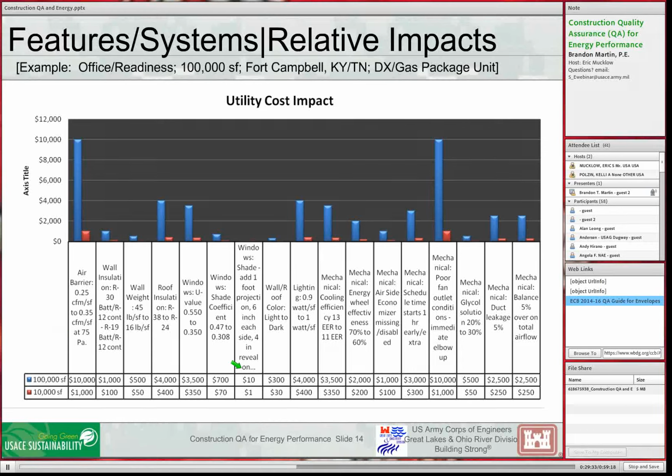But let's look at, again, the wall and roof color, light to dark. For a 100,000 square foot facility, that's only $300 a year. For 10,000, that's $30 a year. I don't know if I can afford to pay somebody to look very close at that, if it's only going to make a $30 a year difference. The only point I'm trying to make here is not everything is equal. We need to apply some sense and some judgment to what we spend our time looking at.